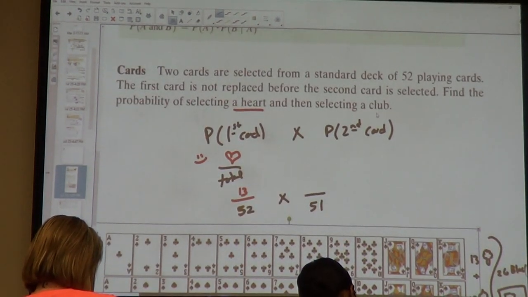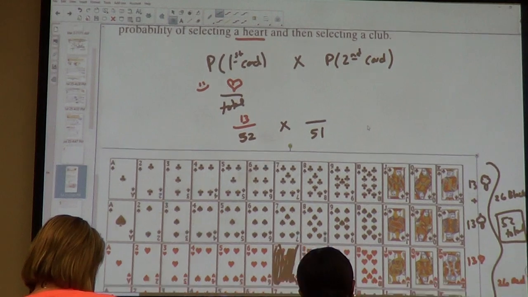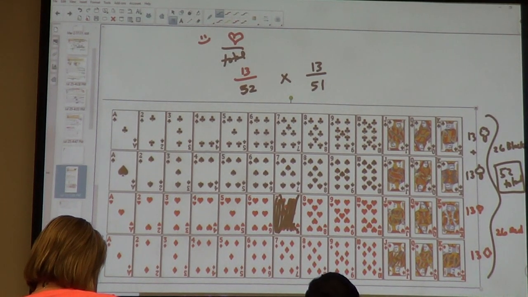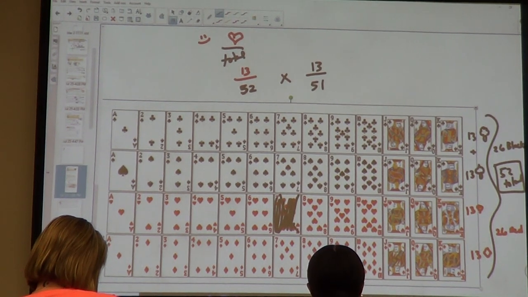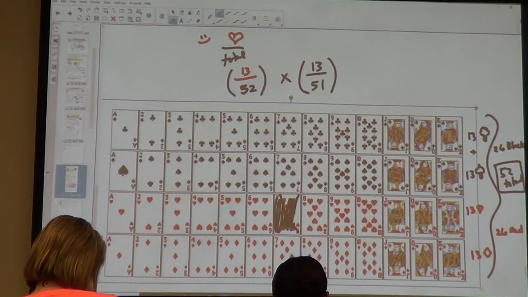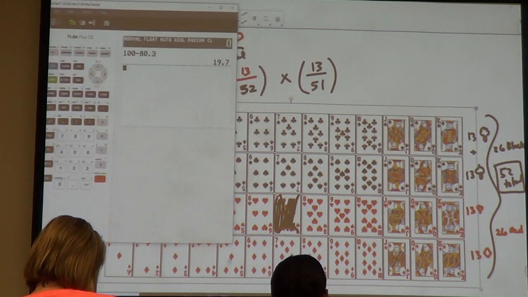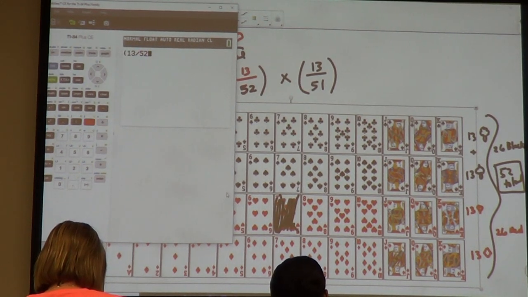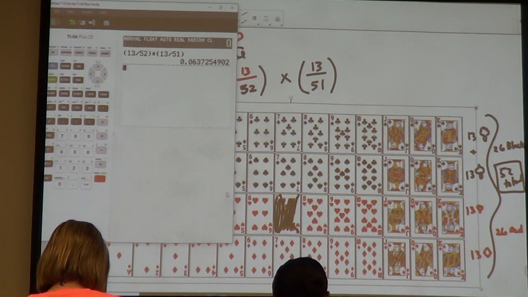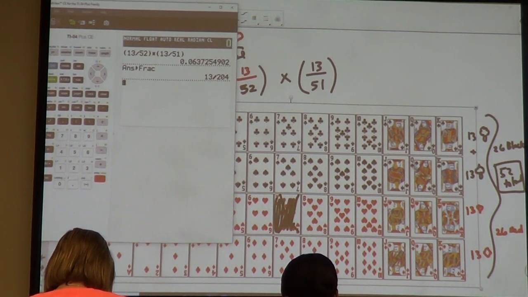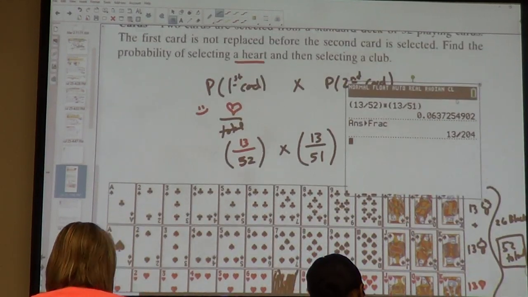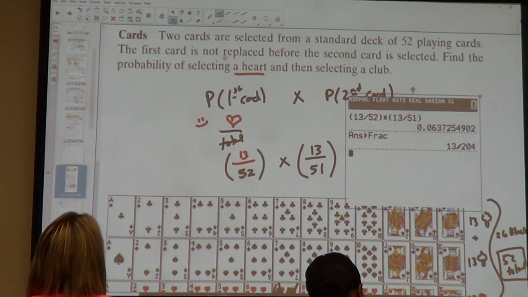And this time we're selecting a club. How many clubs are there? 13. So to get my answer, I would multiply both of those. I would do 13 over 52 times 13 over 51. And if I wanted a fraction, that would be my fraction. Now, that is if I say no replacement.